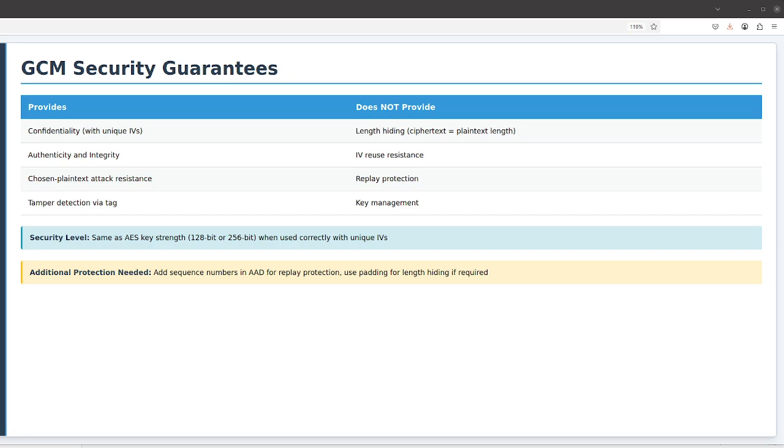The security of confidentiality depends on the AES key length. 128-bit keys provide strong security. 256-bit keys provide even stronger security for long-term protection.